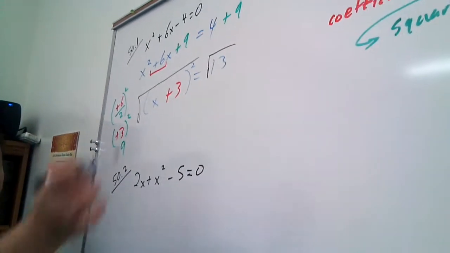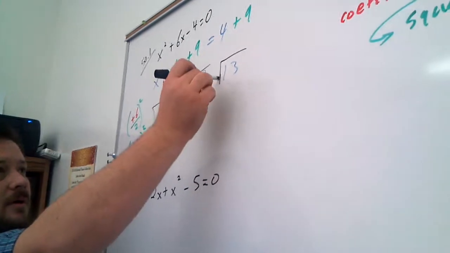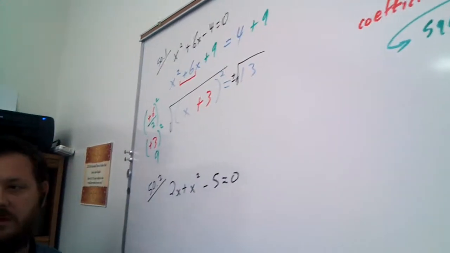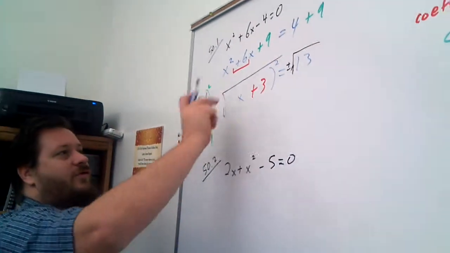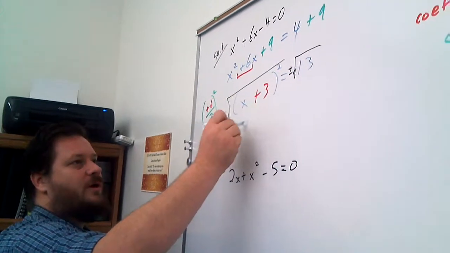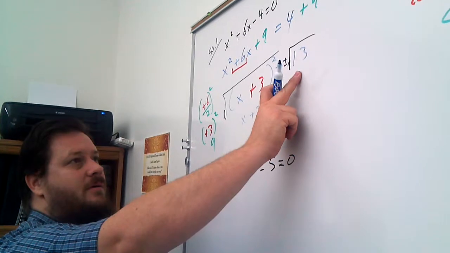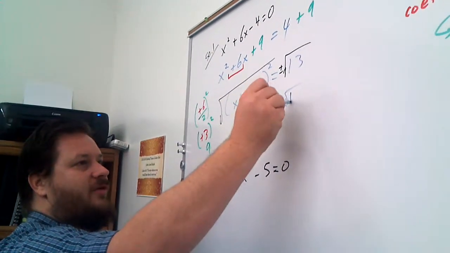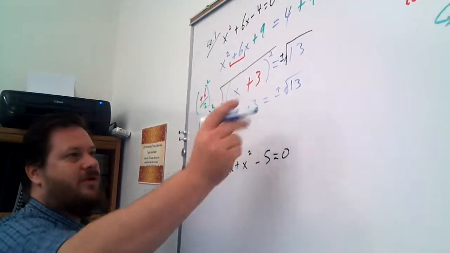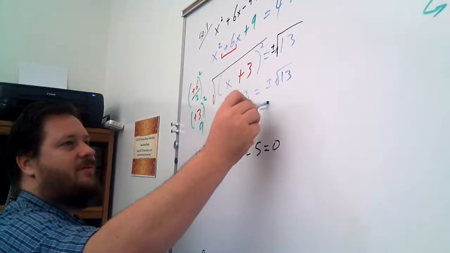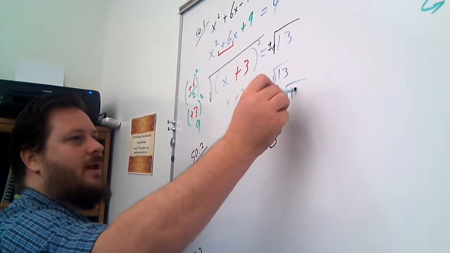Anytime you take the square root of both sides, don't forget to put the plus or minus on the right. So the square root undoes the x squared over here. We have x plus 3 equals, and can I simplify this? No. So plus or minus radical 13. Move the 3 to the other side. Negative. And we have negative 3 plus or minus radical 13.